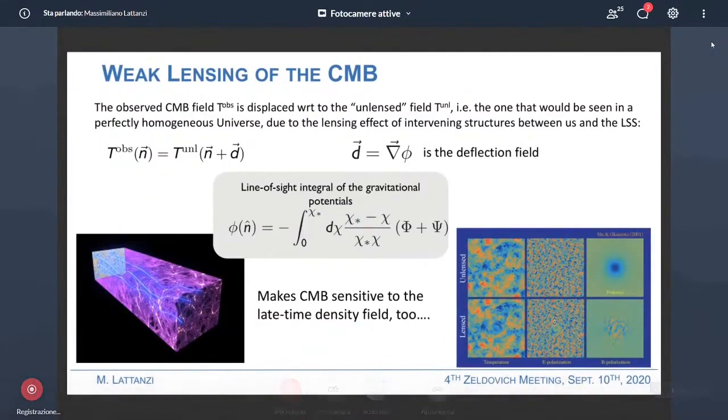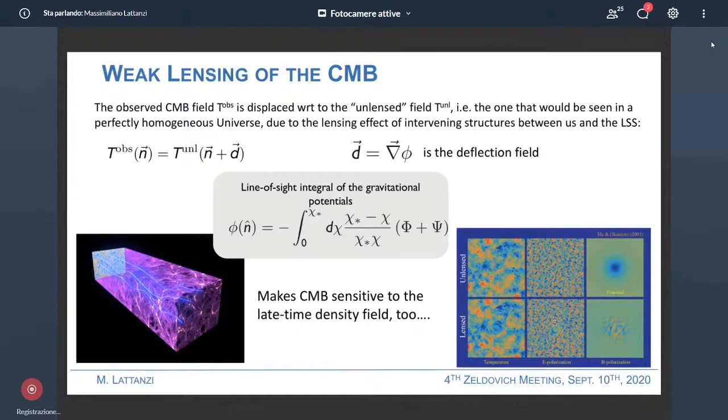The phi field is the lensing potential field, and is related to the fact that when we observe the CMB, we don't see the actual CMB field, the CMB field that we would see in a perfectly homogeneous universe. This is because the CMB photons are propagating in an inhomogeneous universe, and they are displaced by the gravitational potentials created by the matter that is between us and the last scattering surface.